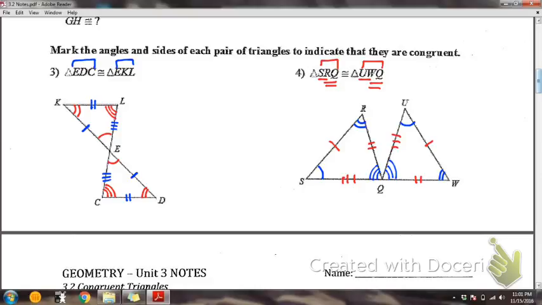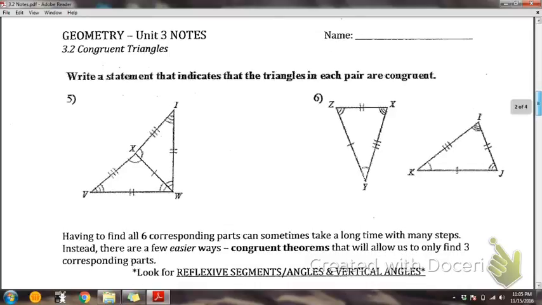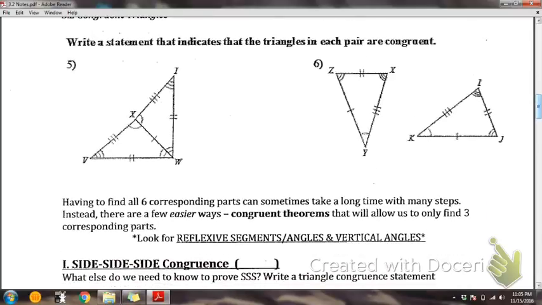Alright, so pretty straightforward. Now let's talk about what is enough information. Do you really have to find all 6 of these things, all 3 pairs of angles and all 3 pairs of sides every single time? That seems like a lot of work to have to figure out and do. So let's see if there is another way we can say that triangles are congruent by just, oh, I forgot we have 2 more examples.